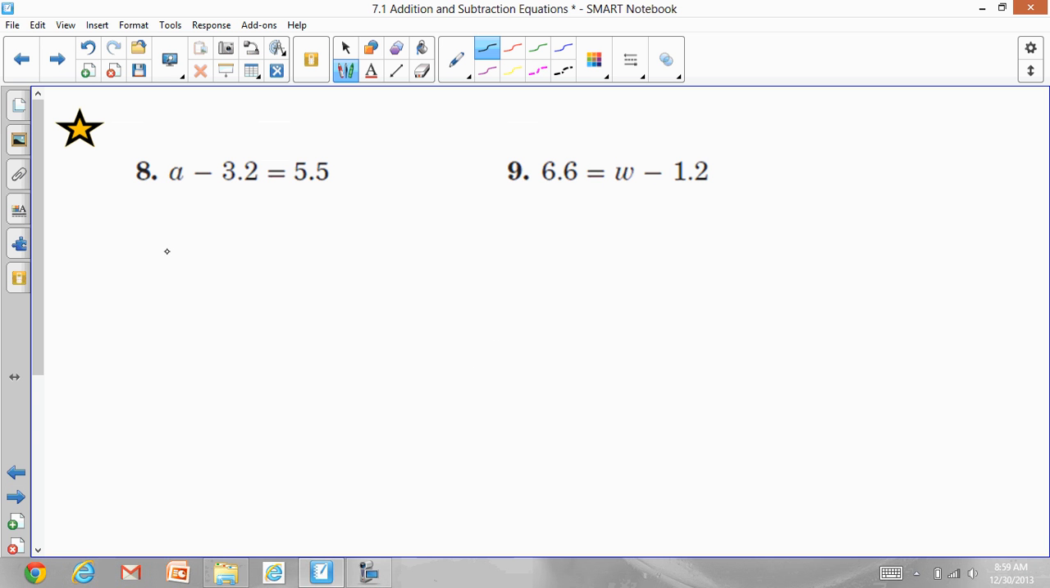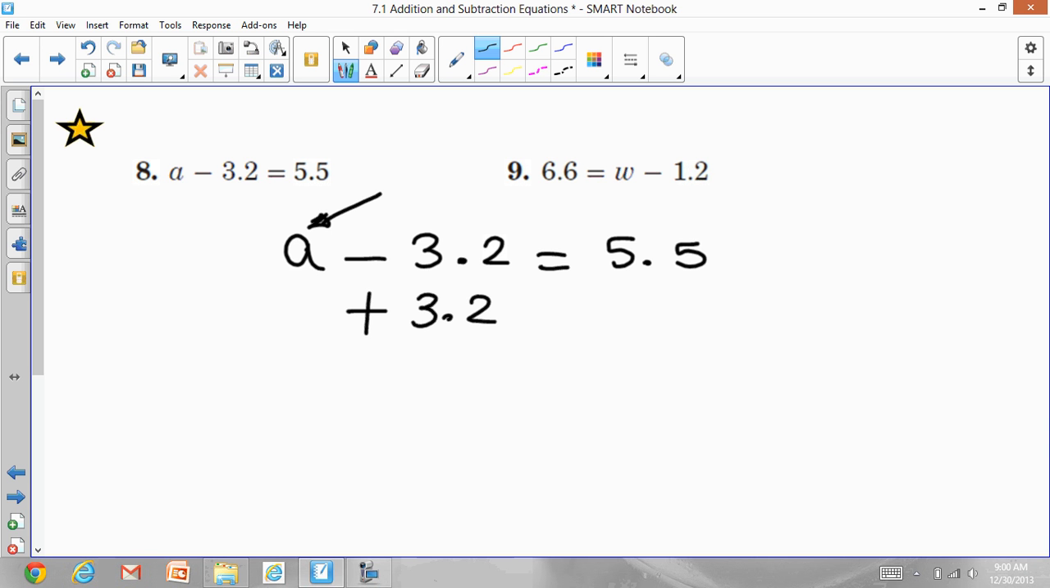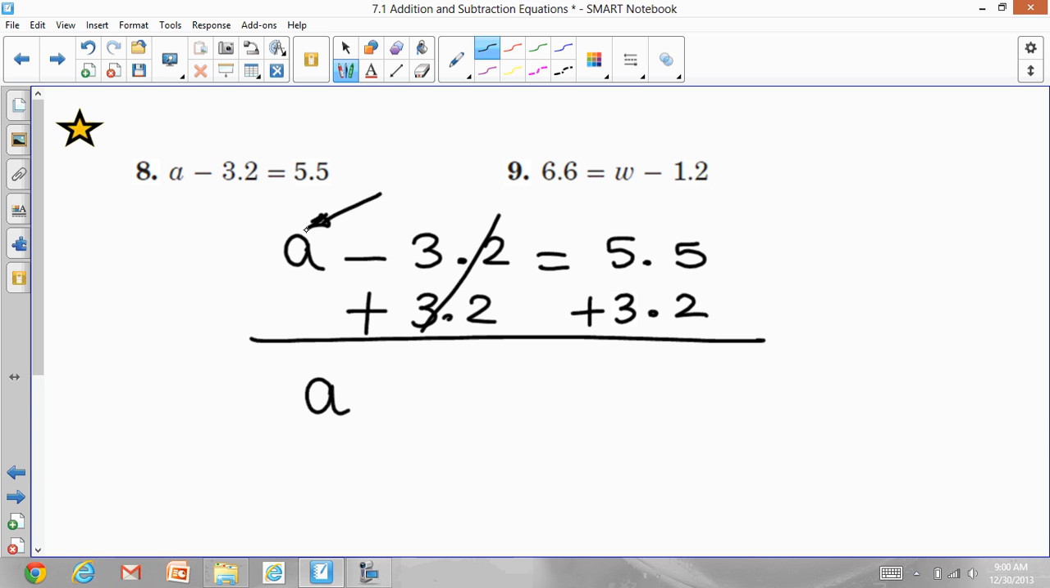Now question number 8, copy this down. A minus 3.2 equals 5.5. You want to find what A is. You are subtracting 3.2 from A, so the opposite of minus 3.2 will be plus 3.2 on the left side of the equal sign and on the right side of the equal sign. You have to write the number below the number. These two cancel out because they equal 0. So you just have the A, bring down the equal sign. 5.5 plus 3.2 totals 8.7.